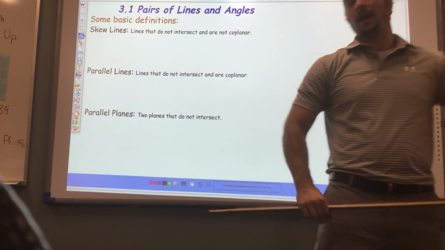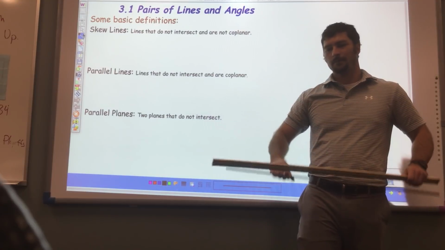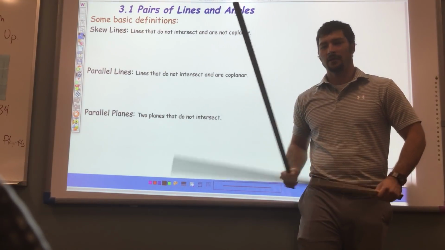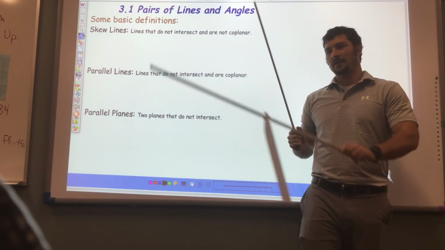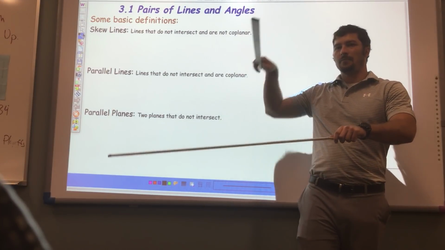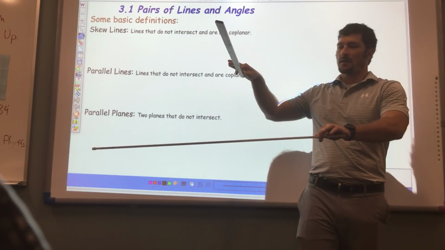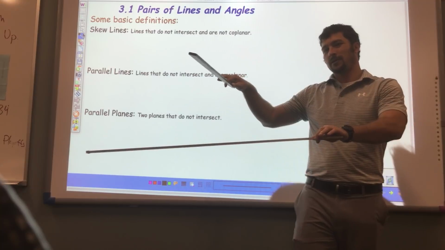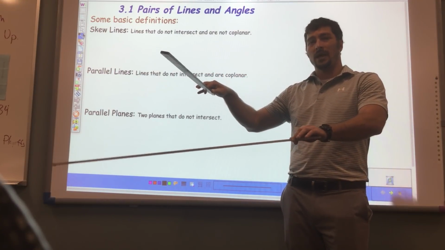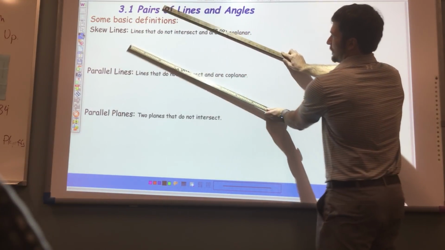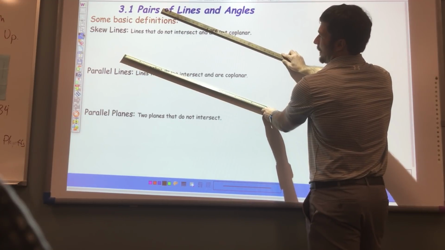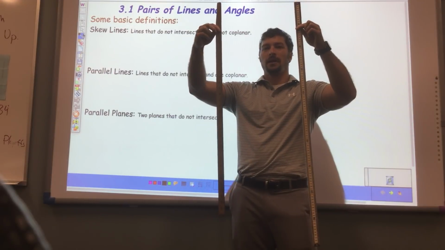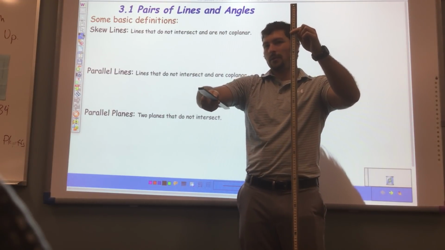So to give you a visual of that, and hopefully you can see this okay on the camera. I've got my two lines here, although there may be more segments, but imagine them as lines. Skew lines would not intersect and would not lie on the same plane. So if they were going like this, they would be skew. Whereas parallel lines also don't intersect, but they lie on the same plane. So parallel lines might look something like that, lying on the same plane, okay? Or something like this. Same plane, not lying on the same plane.